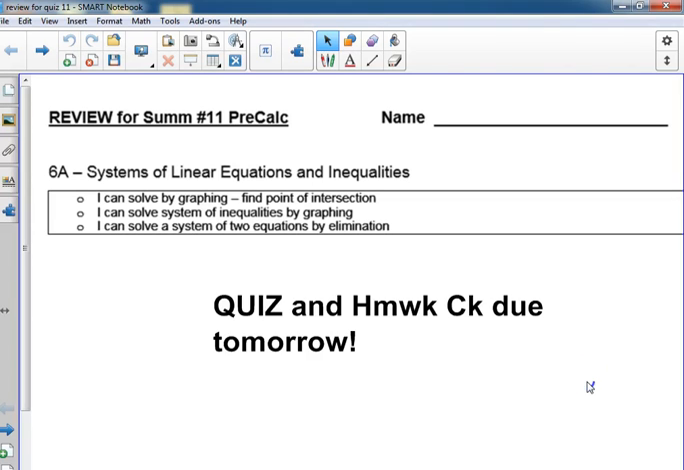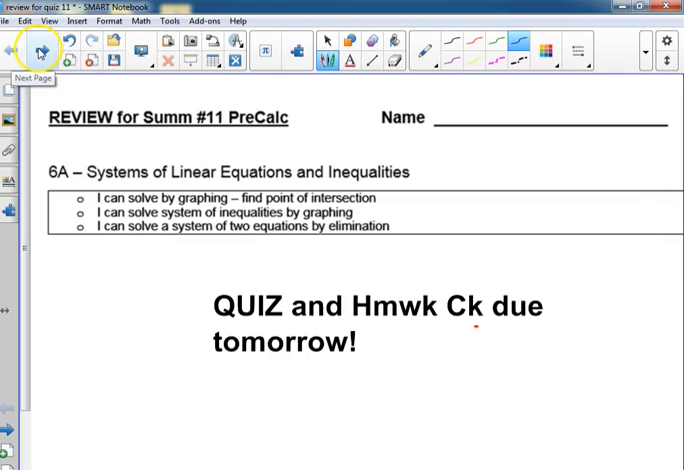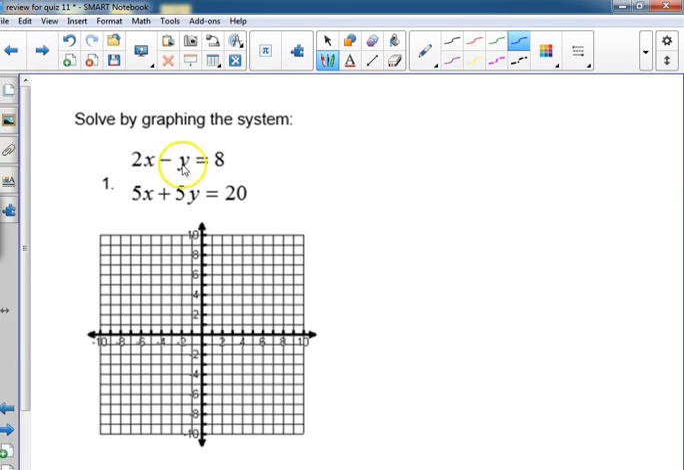Reviewing for quiz number 11. All right, so do you need me to do this? Well, somebody talk fast. Tell me how to do this. Okay, I get 2x minus 8 equals y. What about this one?